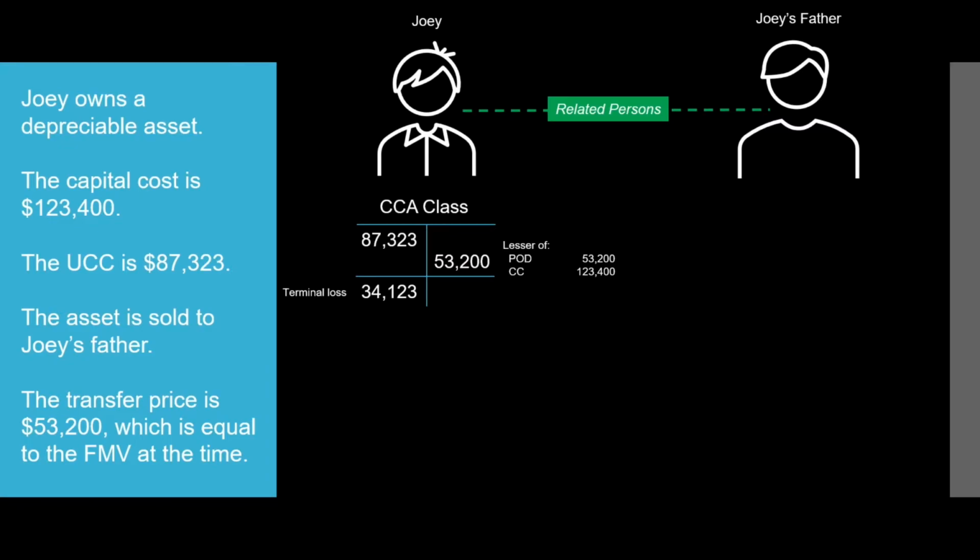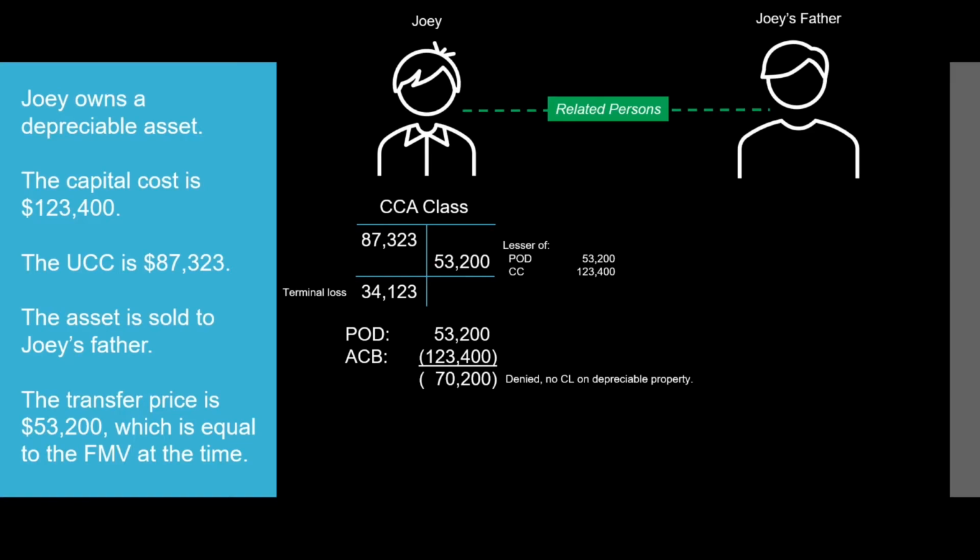We could also take a quick look at Joey's subdivision C tax consequences. Remember, his proceeds of disposition in this case are the fair market value of $53,200. His adjusted cost base is his original cost of $123,400, and this results in a negative amount of $70,200. Now, that is not a capital loss because this is going to be denied. You cannot have a capital loss on depreciable property.